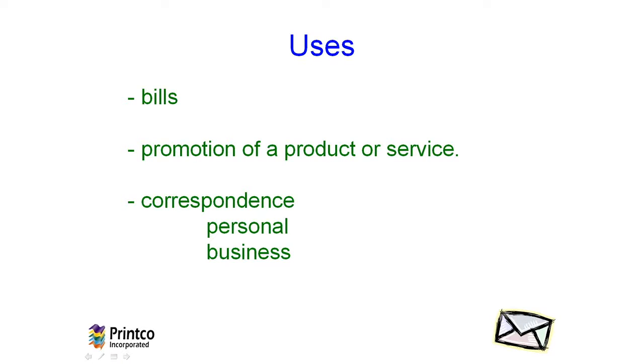Window envelopes are most often used for bills, although they are also popular for marketing purposes. They are cost efficient since the name and address shows through the window, eliminating the need to address the envelope. Regular envelopes, those with no windows, are used for types of correspondence, personal or business.